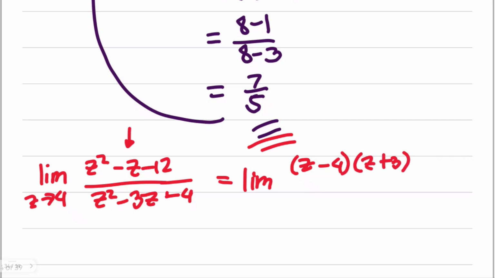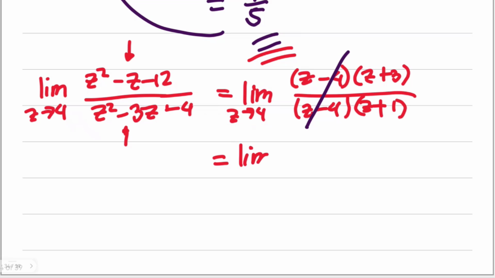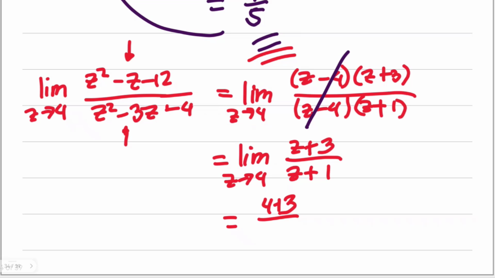I'm going to leave factoring to you as part of your review. Second, AC is negative 4, and we have negative 3, so z minus 4 times z plus 1, as z approaches 4. At this time, we can cancel the common factor, leaving the limit of z plus 3 over z plus 1 as z approaches 4. And obviously, that's just equivalent to 4 plus 3 over 4 plus 1. We will have here 7 over 5.